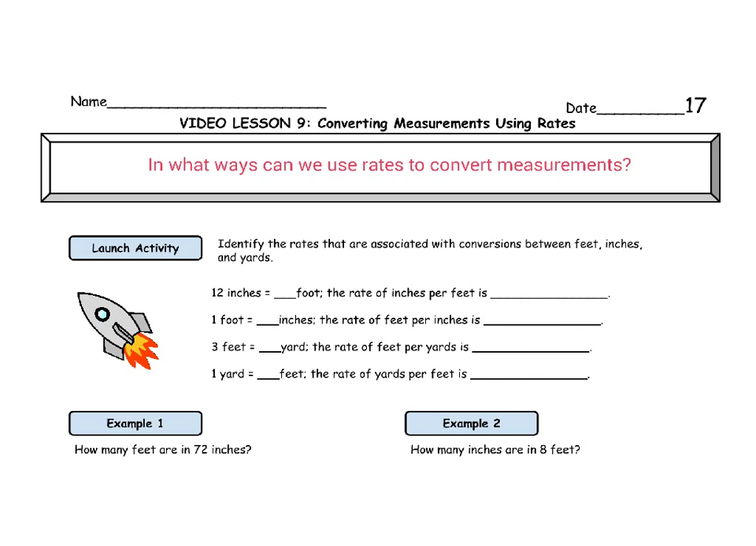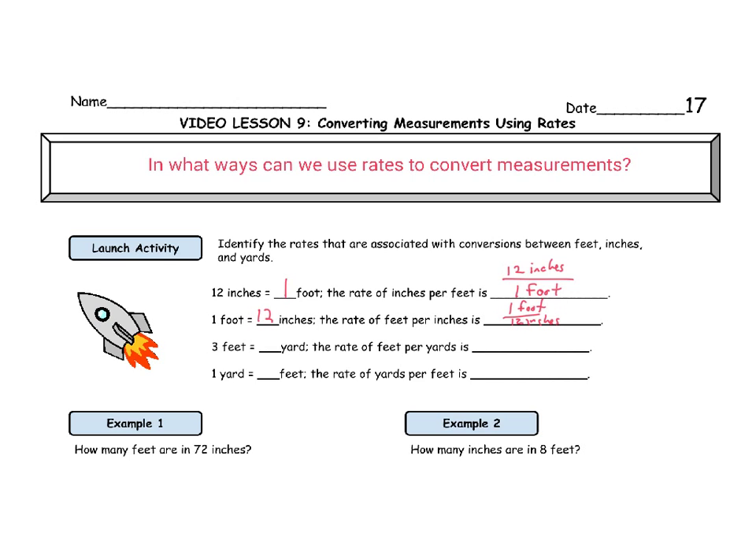So the launch activity says, identify the rates that are associated with conversions between feet, inches, and yards. Here we go. 12 inches is equal to 1 foot. The rate of inches per feet is, so when we write the rate as a fraction, 12 inches will be on the numerator and 1 foot will be the denominator.